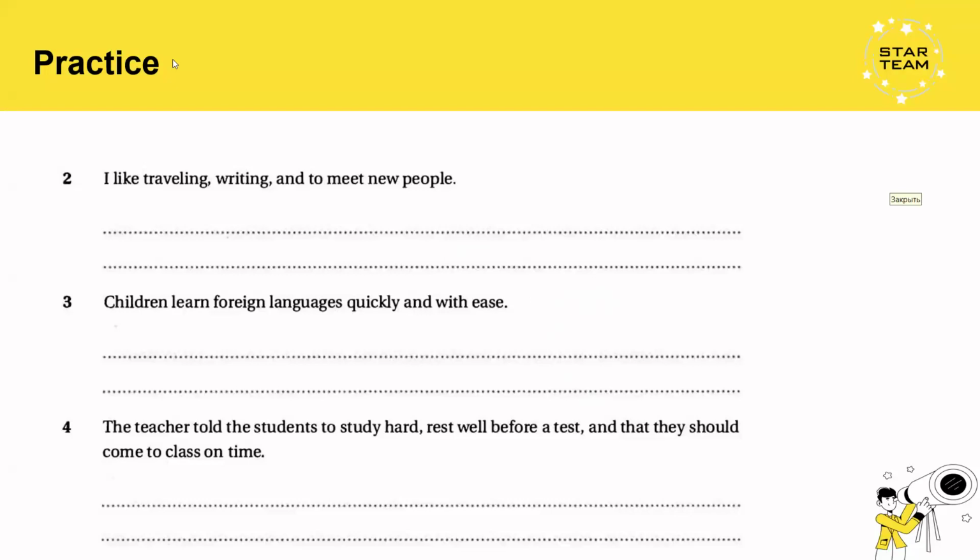I see only Alina and Georgi. Do you have any other students? Please, guys, be active. Children learn foreign languages quickly and with ease. So, which one should be corrected here? Children, yeah, Vladimir. Children learn foreign languages quickly and easily. Very well done. Okay.